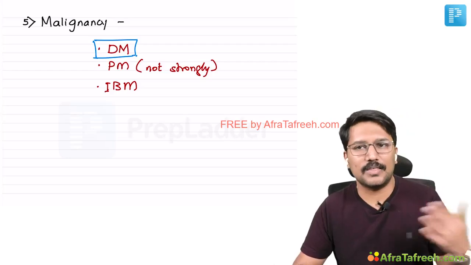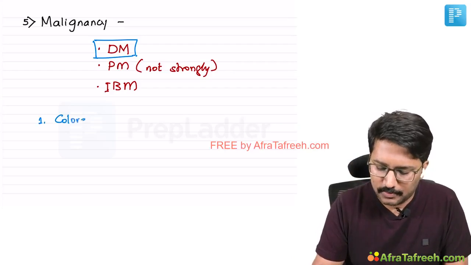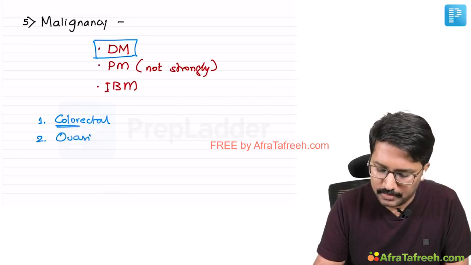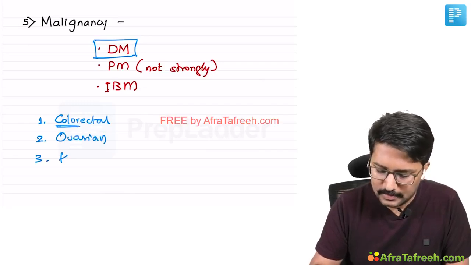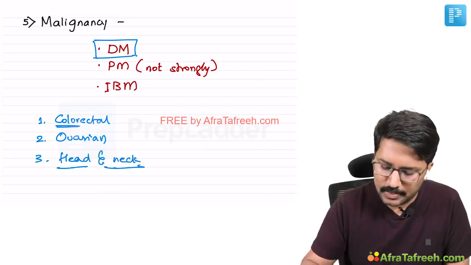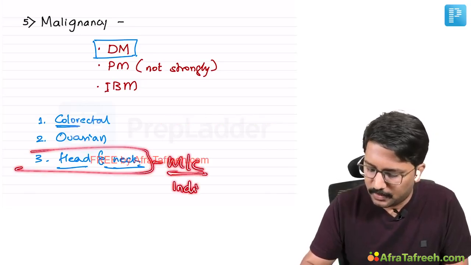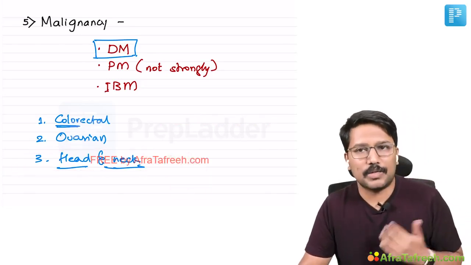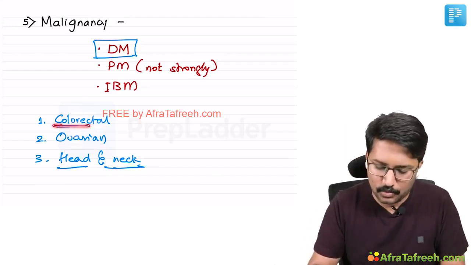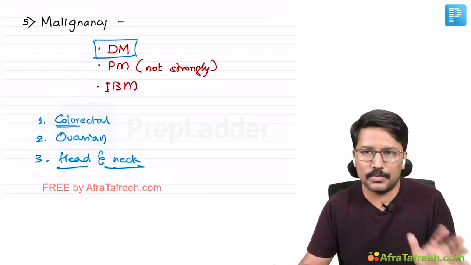Now, what malignancies are these disorders associated with? These disorders are associated with colorectal malignancies, colonic malignancies a little more precisely. Then they are also associated with ovarian malignancies, and third, head and neck cancers. Now, when it comes to India, it is the head and neck cancers that are most commonly associated with IMs. Overall, I am not really sure because some sources say it is ovarian, but the standard sources, which I personally believe, generally say the colon malignancy is highly associated with dermatomyositis. So that is clear.